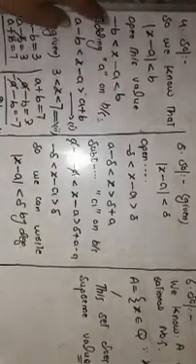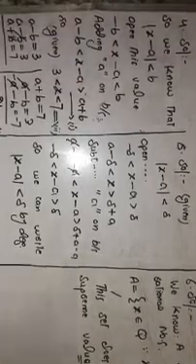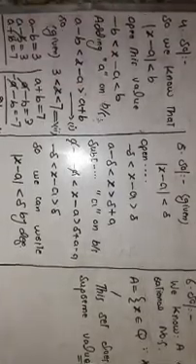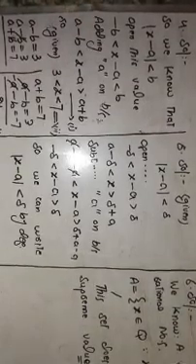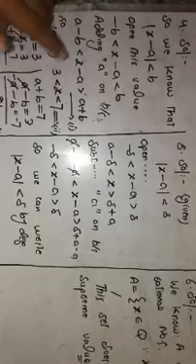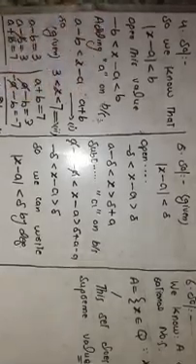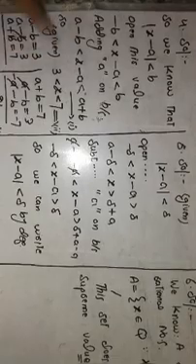So this equation is x minus a greater than minus b and less than b. Adding a on both sides, we get a minus b less than x, which is also less than a plus b. This is the first equation.